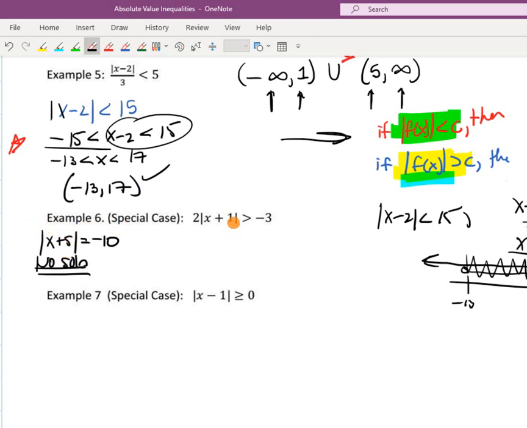Okay. So here, basically what we're saying is that the absolute value of x plus 1 is greater than negative 3 halves. So my question is, well, how often is the distance of something greater than a negative number? Isn't that always? Isn't distance always greater than negative numbers? So it'd be all real solutions. Another way of writing all real solutions or all real numbers in interval notation would be that.